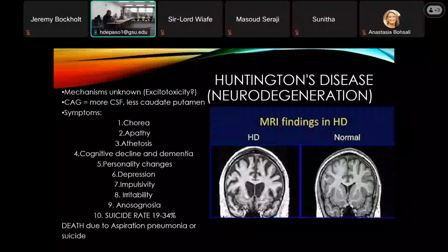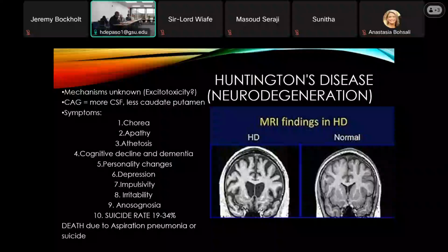We don't exactly know how these mutated copies of CAG actually accumulate and manifest in the brain. The leading theory is excitotoxicity through the HTT in the axon's body, that it alters the action potential that the neurons produce.